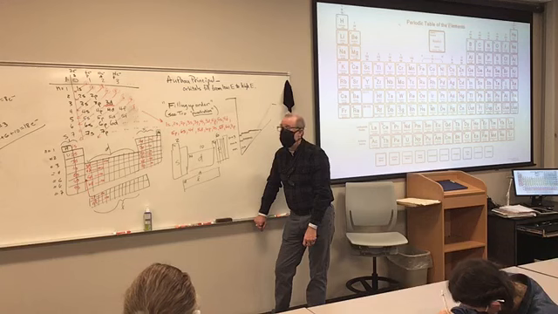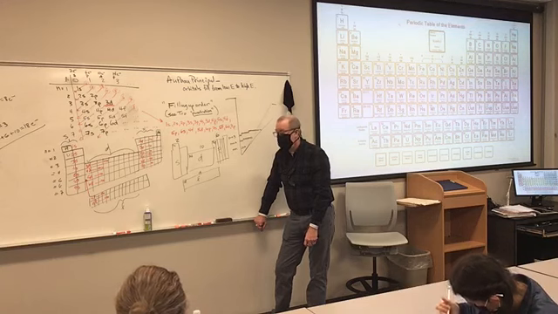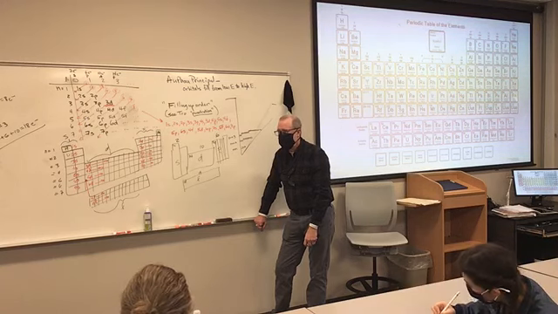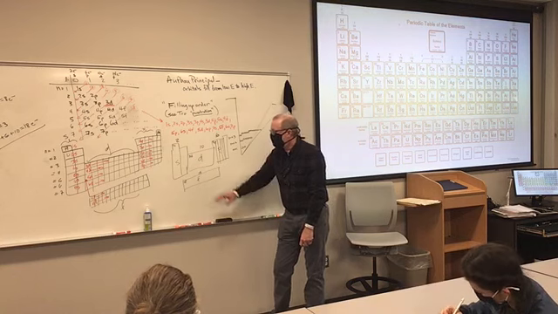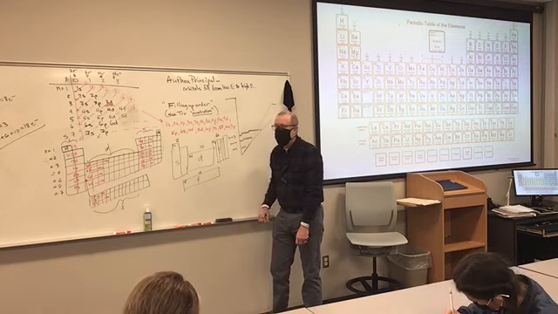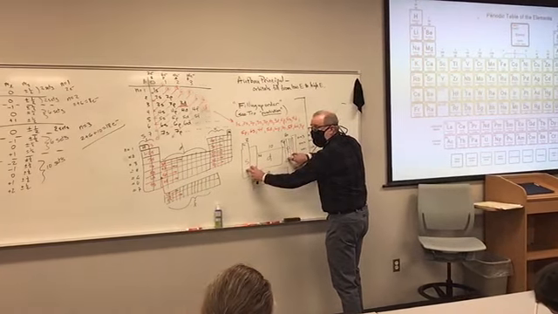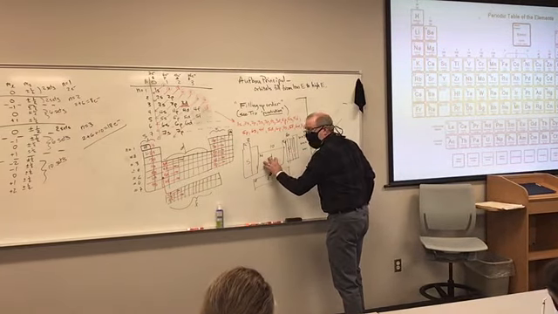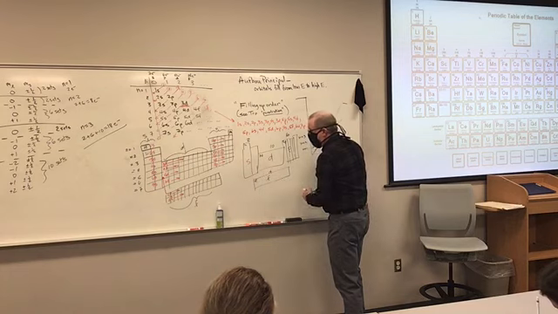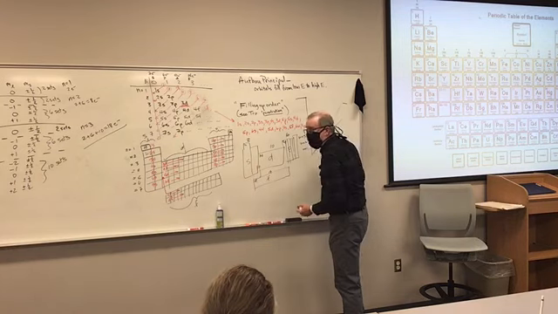2 on the left, S. 6 on the right is P. 10 in the middle is D. The transition metals, as we transition from the S block to the P block. We refer to these then as main block, transition, and inner transition because it goes here in the middle.